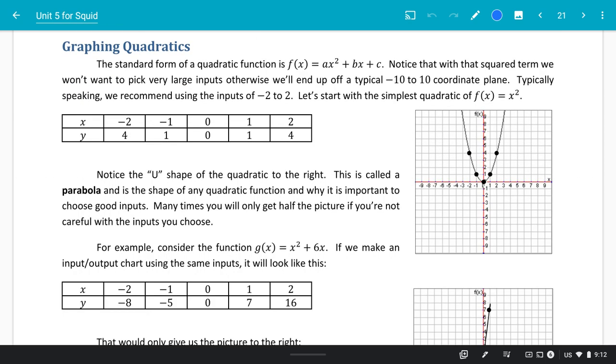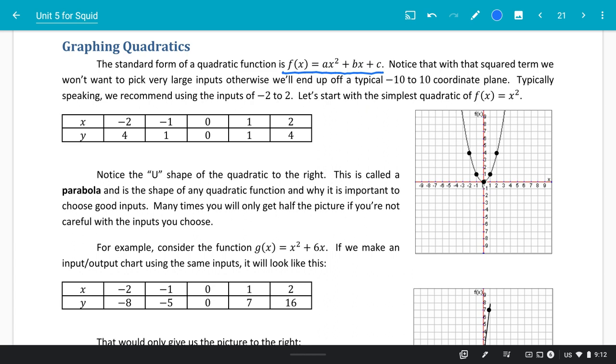The standard form of quadratics is f of x equals ax squared plus bx plus c. Notice with that squared term, we won't want to pick out very large numbers. Otherwise, we'll end up off of a typical 10 by 10 coordinate plane. Typically speaking, we recommend using inputs between -2 and 2, right?